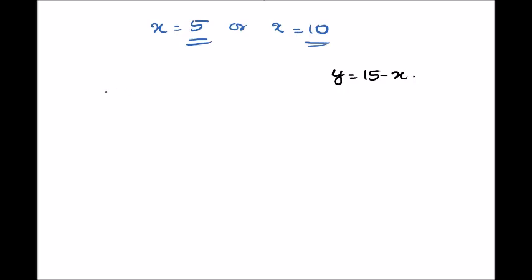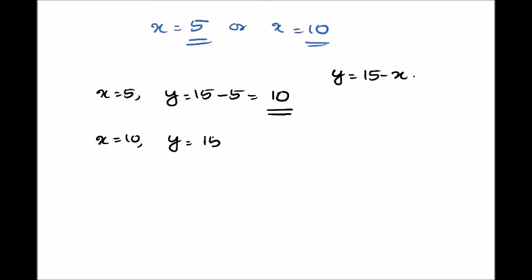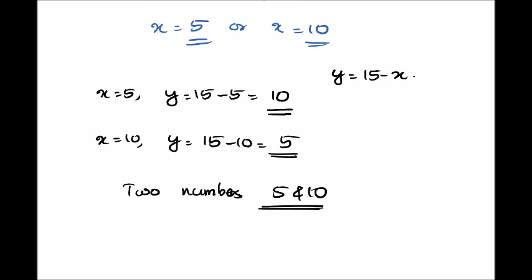So in both cases, when x is equal to 5, y is equal to 15 minus 5, that's equal to 10. When x is equal to 10, y is equal to 15 minus 10, that's equal to 5. So the two numbers are 5 and 10. This is the final answer.